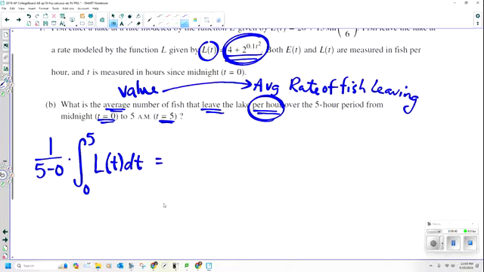6.059. Approximately 6.059. It does not tell me to round. It does not ask for a label.